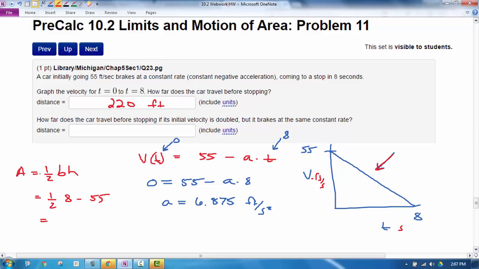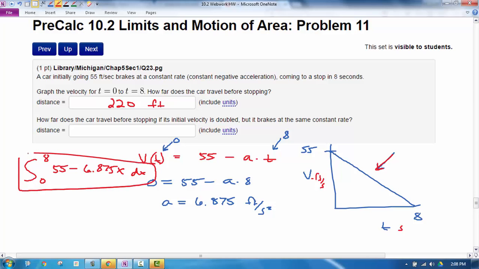There are different ways to do this. Like I said before, you can do this in your calculator if you do the integral from 0 to 8 seconds of 55 minus 6.875 t, or if you're going to plug it in the calculator, you could use x and then dx here. If you type that into the calculator, you should get the same answer, because that's finding the area underneath this curve right here.